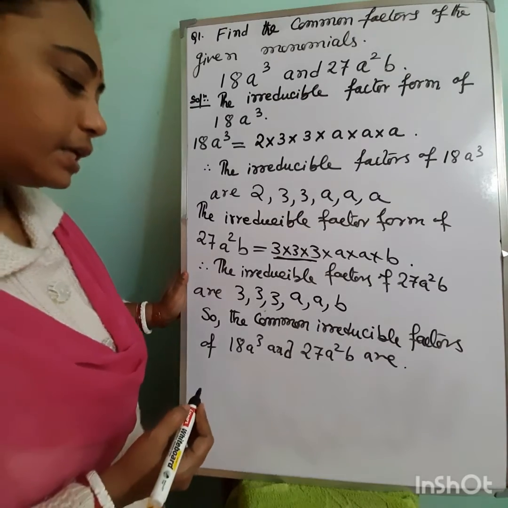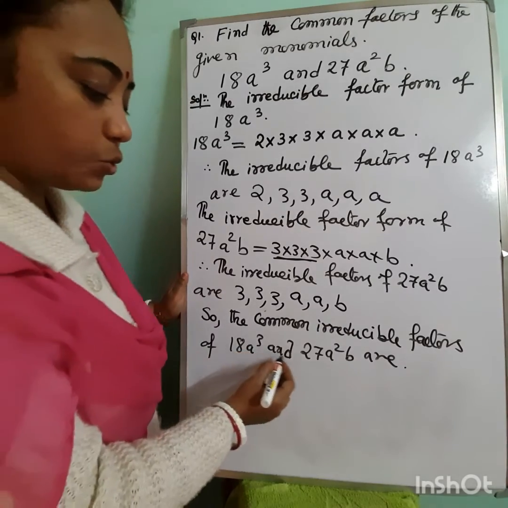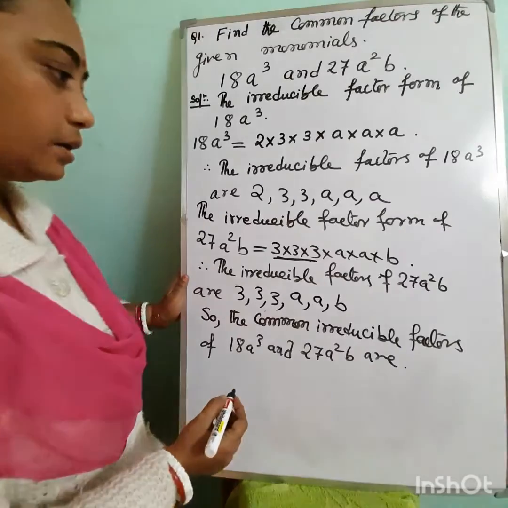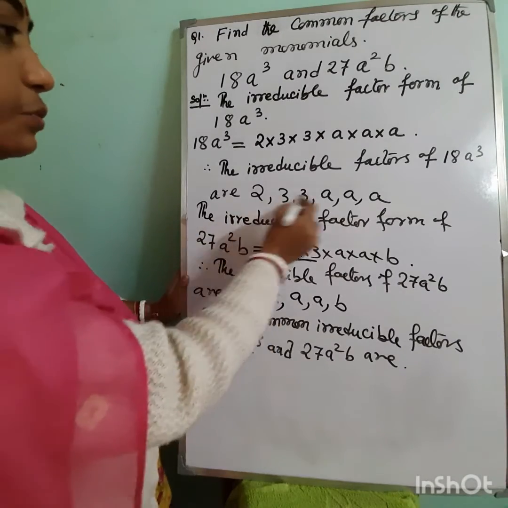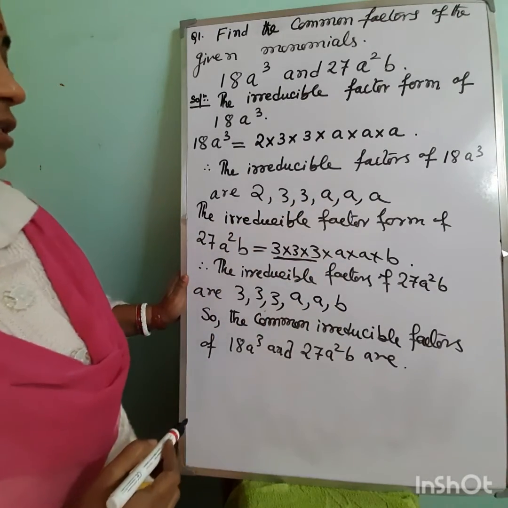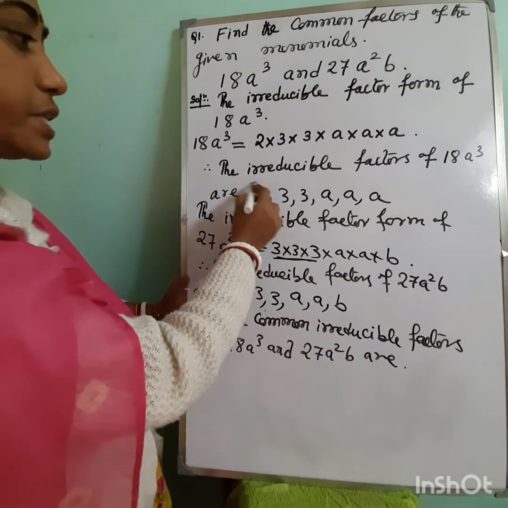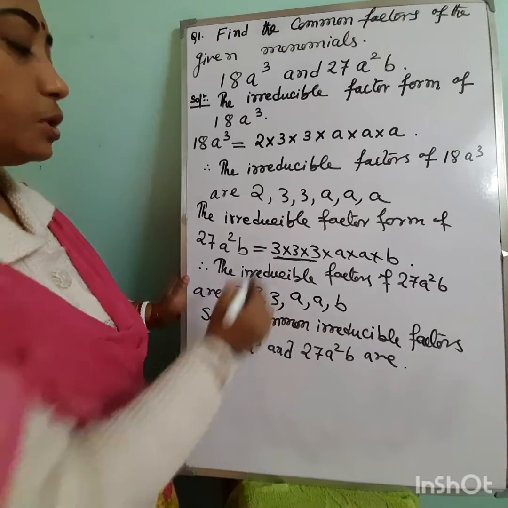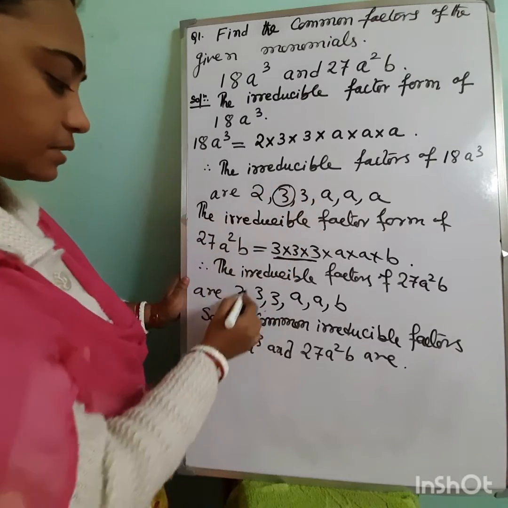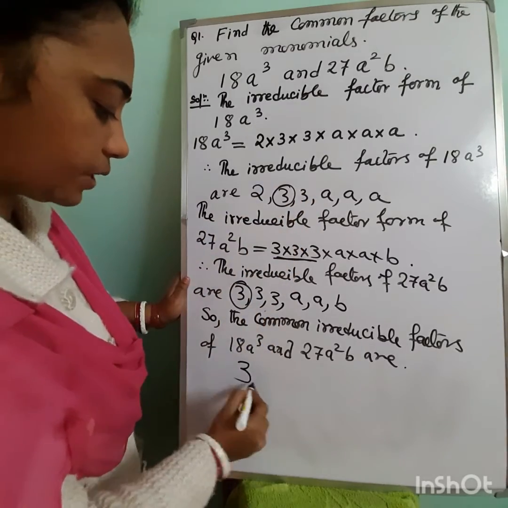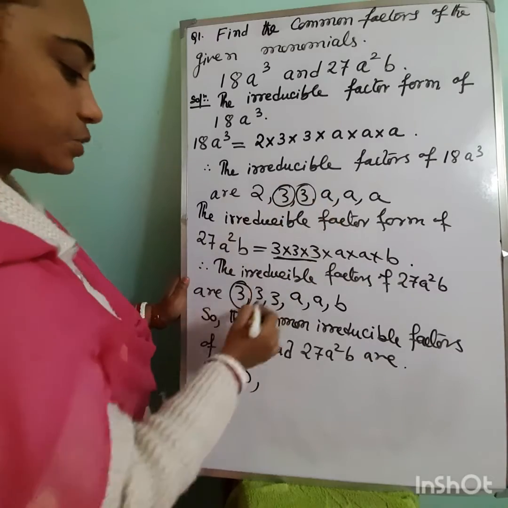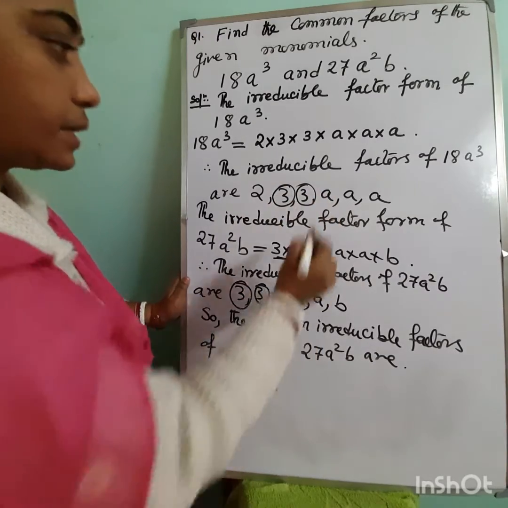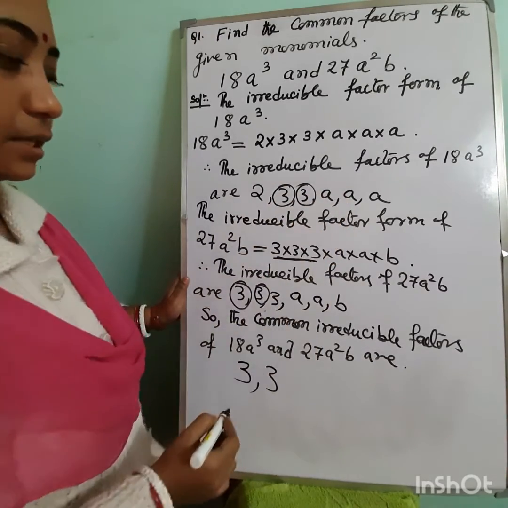So the common irreducible factors of 18a cube and 27a square b are, what are the common factors between these two expressions? See, here 2 is present, but 2 is not present here, so we will not write 2 as a common factor. But one 3 is present in both, so we will write one 3, then another 3 is present, so we will write another 3. But there is no other 3, so we will not take any other 3.